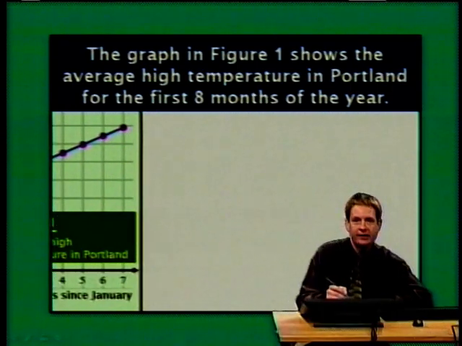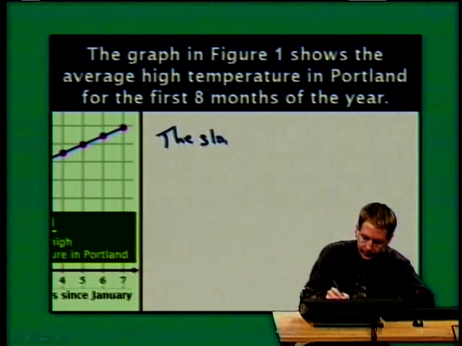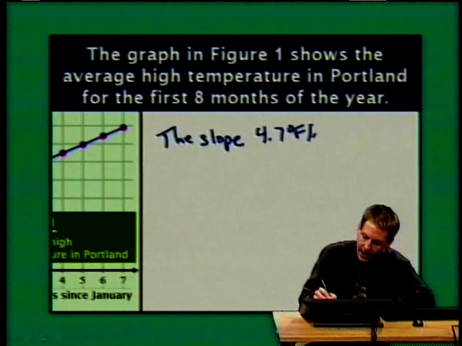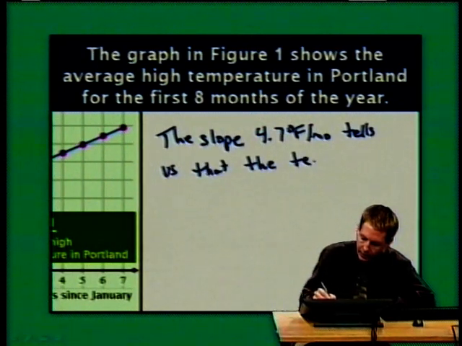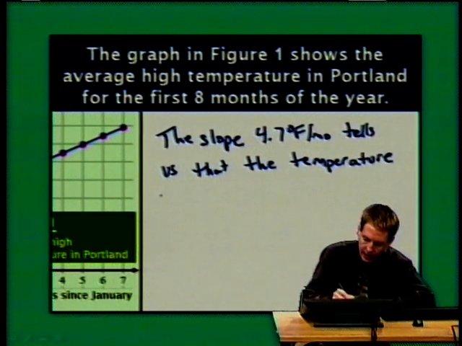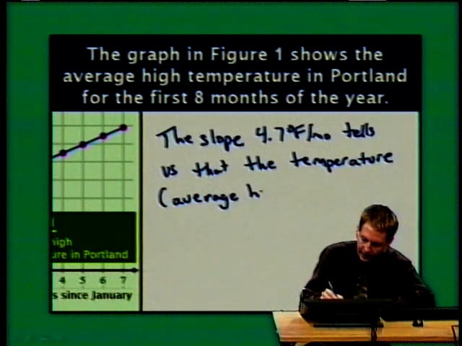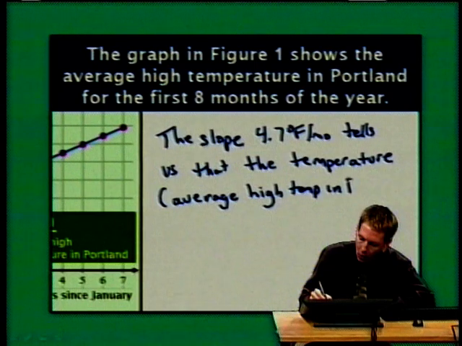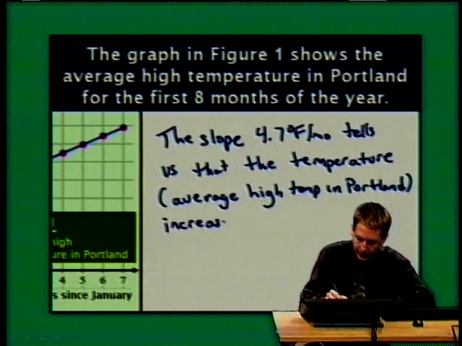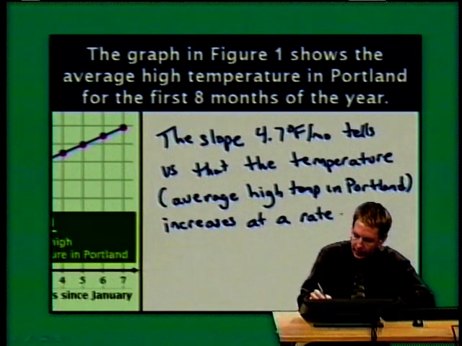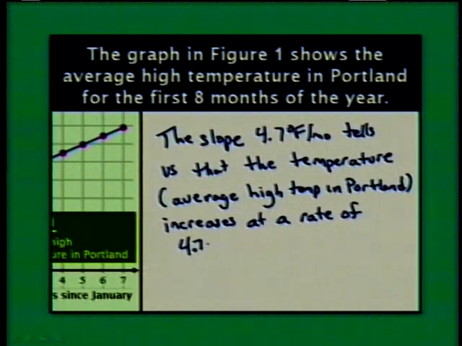So specifically, what we could say is that the slope 4.7 degrees Fahrenheit per month tells us that the temperature, in this case, we're talking about the average high temperature in Portland, the slope tells us that it increases at a rate of 4.7 degrees Fahrenheit per month. Now, this rate's only good from January through August, but the slope doesn't really tell us that restriction on the slope value.